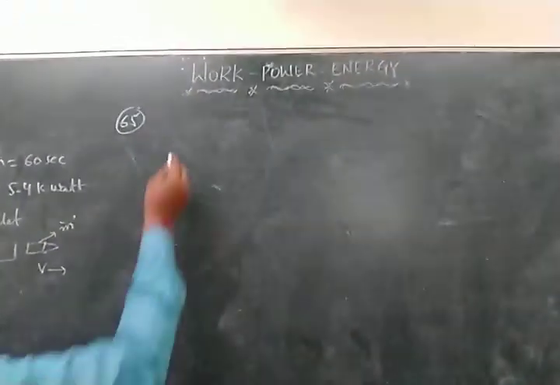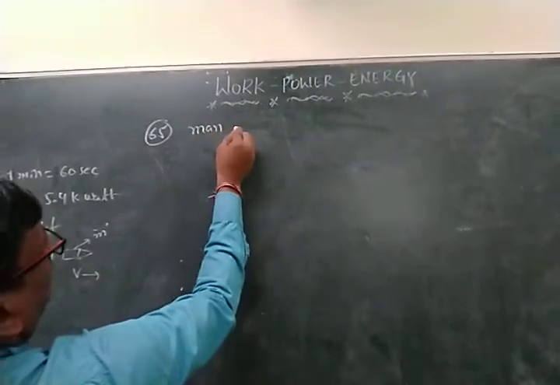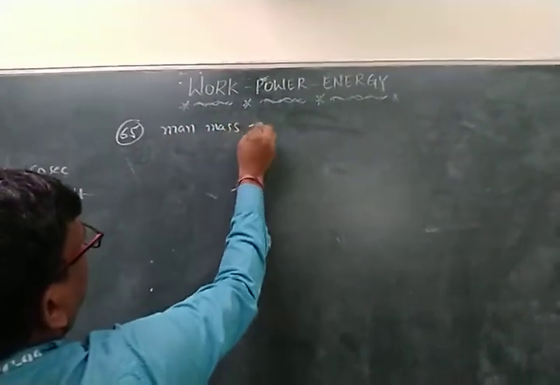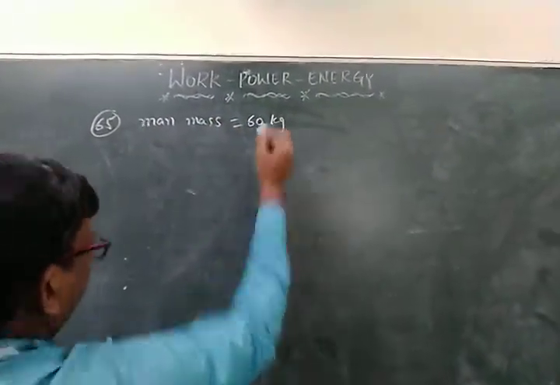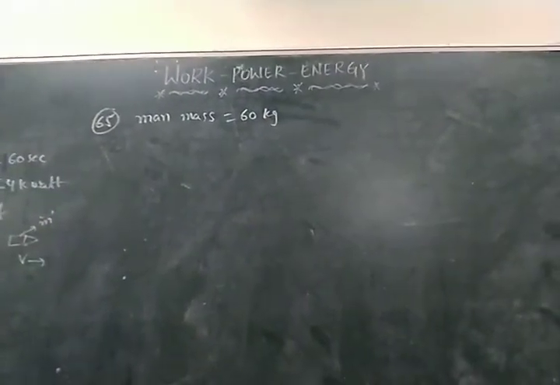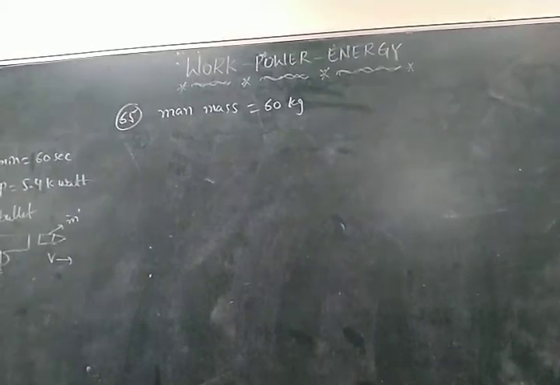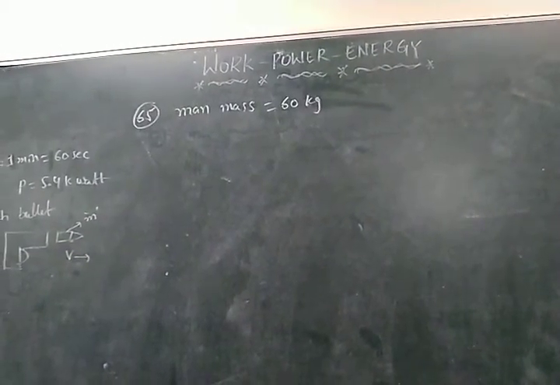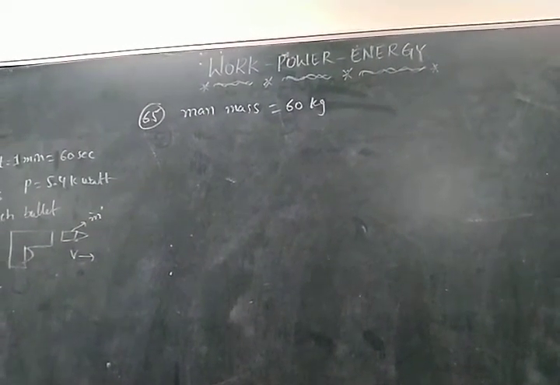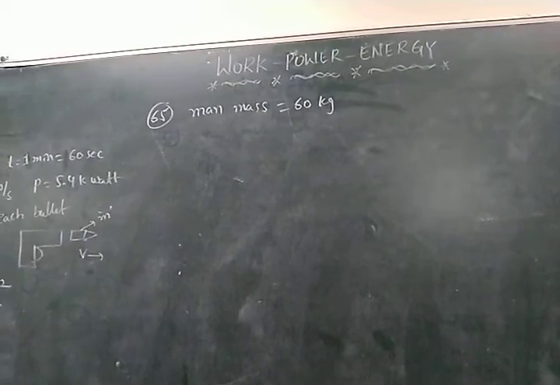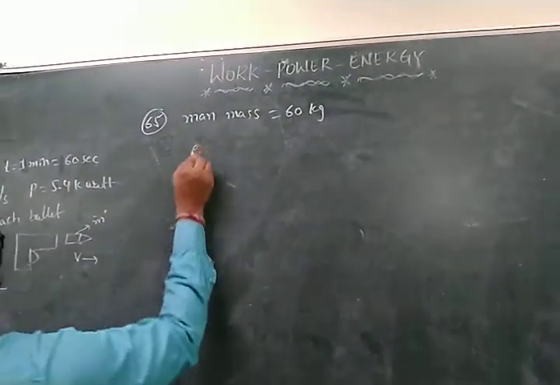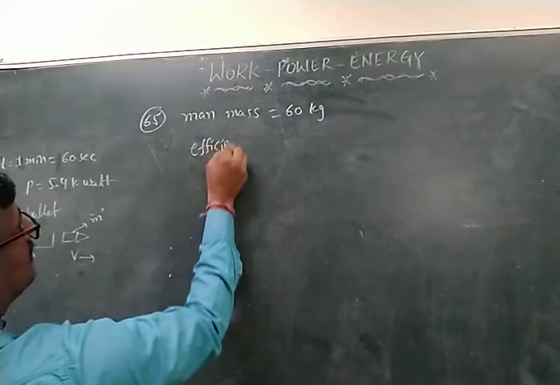A man of mass 60 kgs. Man mass is 60 kgs. He lifts a 15 kg mass to the top of a building. Height is 10 meters in 5 minutes. Find the efficiency. What we can find is the efficiency.